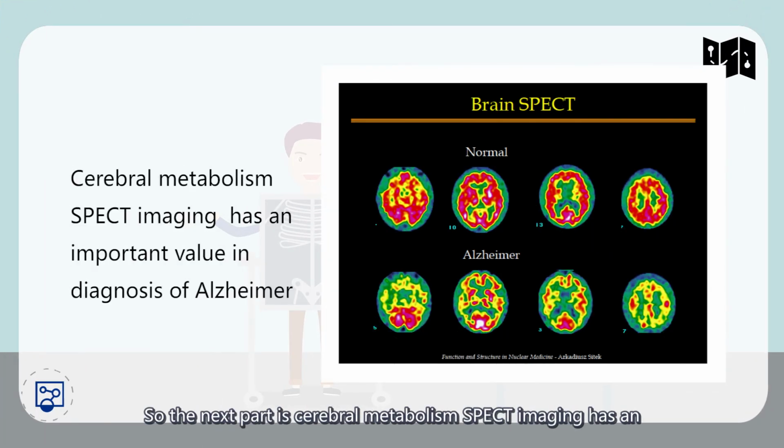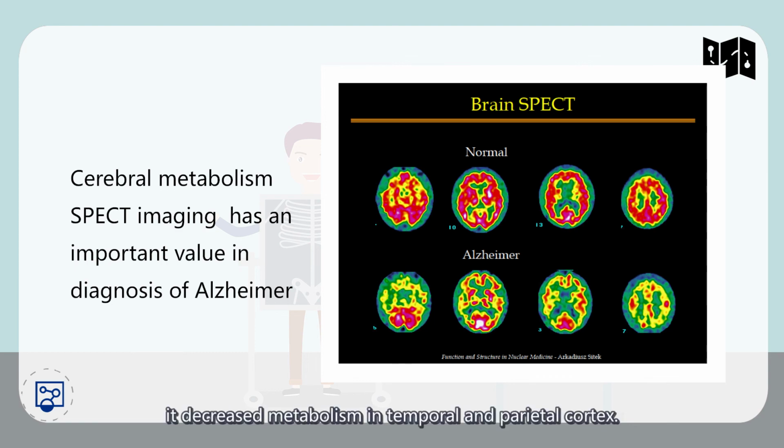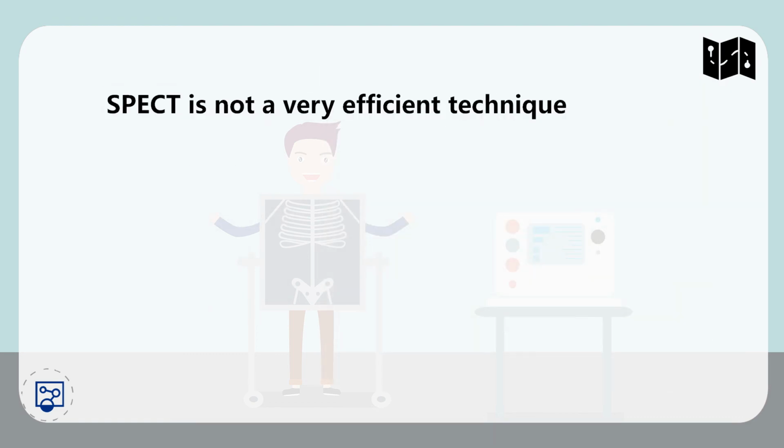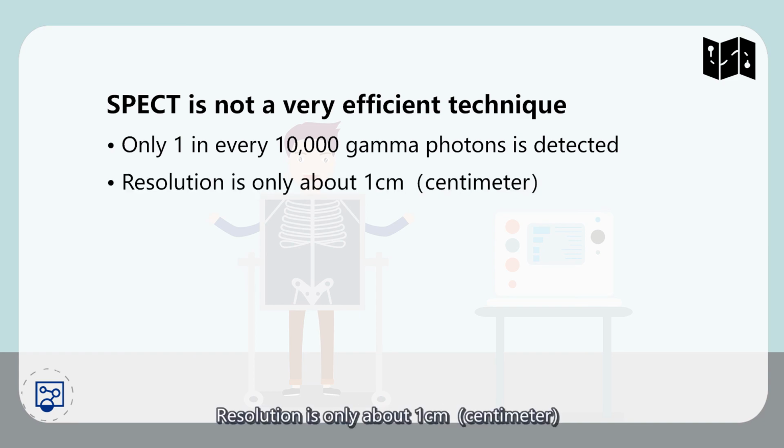So the next part is cerebral metabolism SPECT imaging. It has an important value in the diagnosis of Alzheimer's disease. Just as we have seen in this photo, it shows decreased metabolism in the temporal and parietal cortex. However, SPECT is not a very efficient technology. Only 1 in every 10,000 gamma photons is detected. Its resolution is only about 1 centimeter.